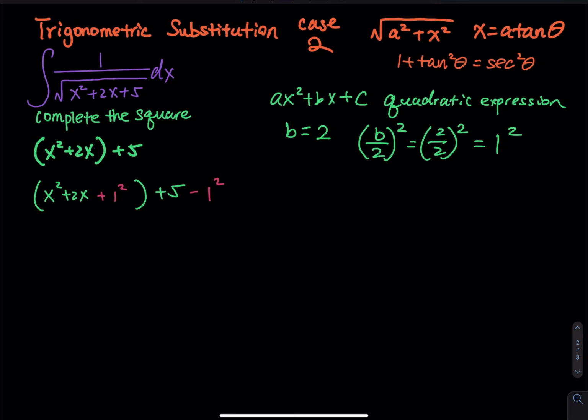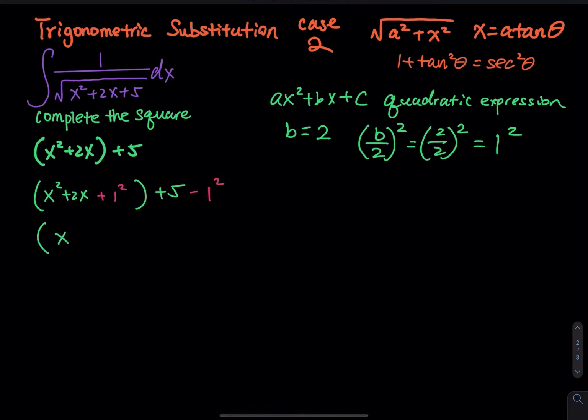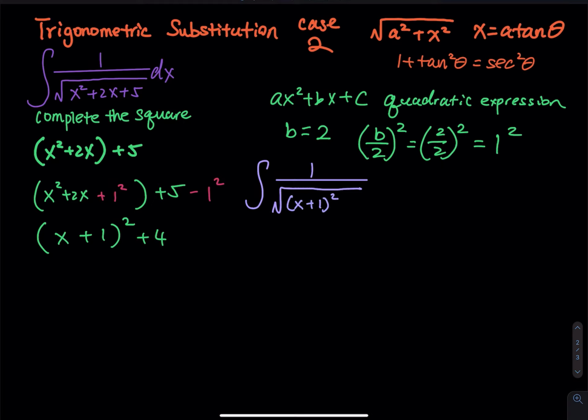So by having the plus 1 in there, I can do this. The next line is equal to x plus 1, the whole thing squared. If you open up this square, then you will get x squared plus 2x plus 1 easily. And then 5 minus 1 is equal to 4. So now the completing the square is done. So the integral becomes the integral of 1 divided by the square root of x plus 1 squared plus 4.